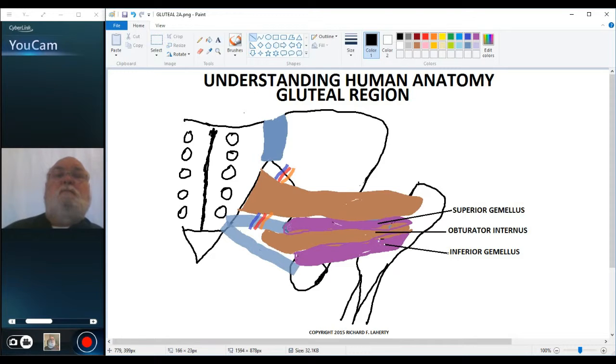Now, one last muscle I want to sketch in this immediate area is the quadratus femoris. The quadratus femoris takes origin from the ischium and passes directly over to insert on the lesser trochanter of the femur. So I'll sketch that in there and then color it in so it's more visible.